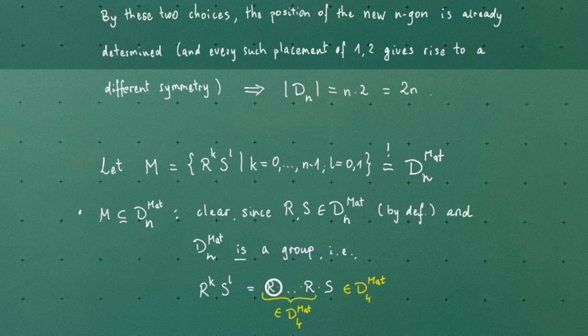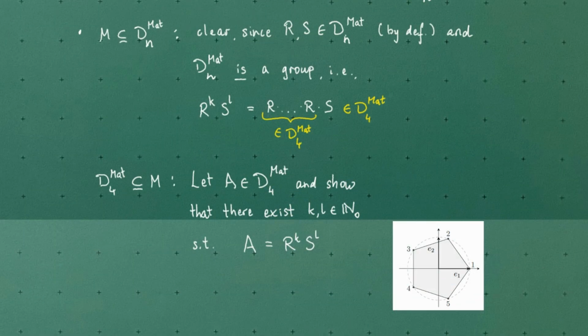But now, since R is an element of this group, so is R times R, because a group is closed under multiplication. And then R times R is an element of this group, and so on. So this element times S is again an element of this group. So all these lie definitely in this set. This is the easy inclusion.